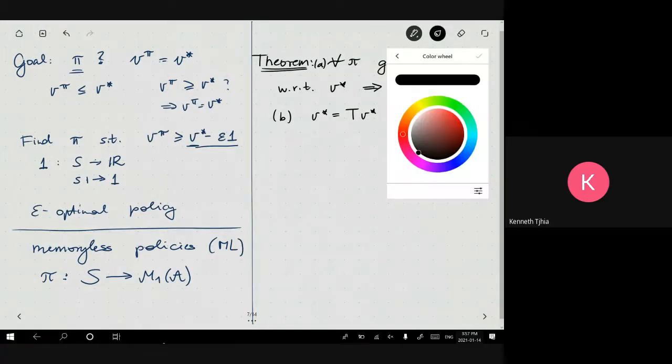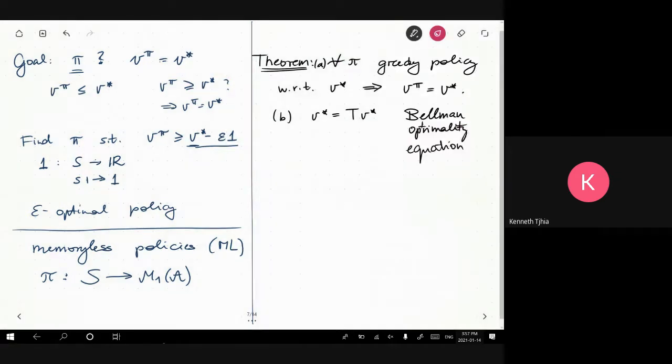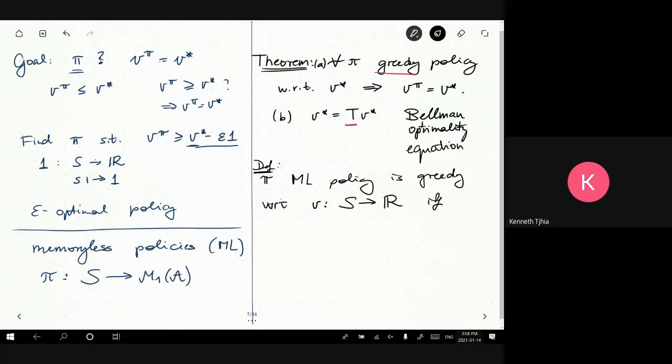All right. So the things which are undefined are greedy and this T. So what's a greedy policy? This is the definition: let pi be a memoryless policy. It's greedy with respect to some function V that maps states to reals if the following holds. You do what's called a one-step look ahead.